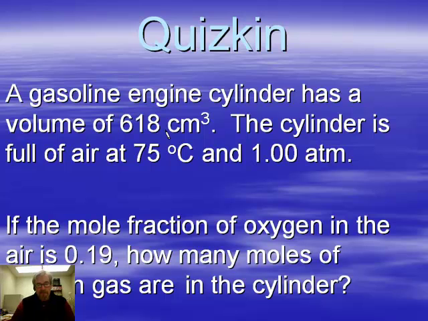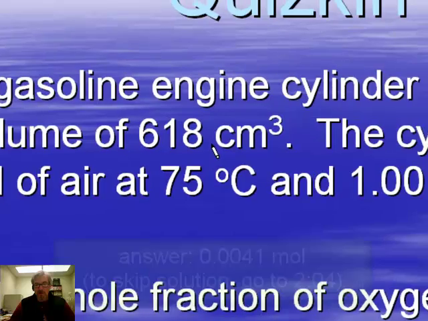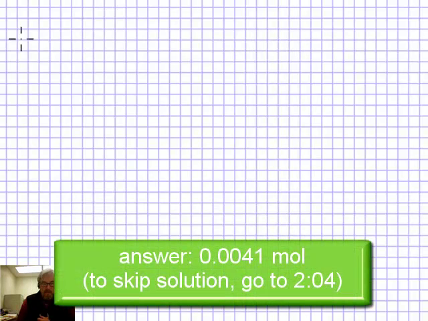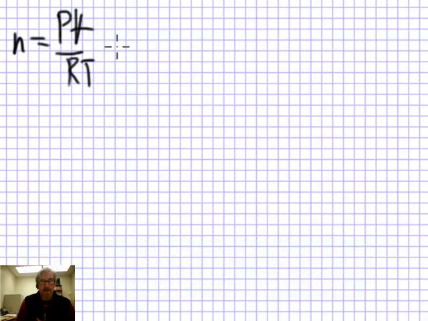It says a gasoline engine cylinder has a volume of 618 cubic centimeters. The cylinder is full of air at 75 degrees C and 1 atmosphere. So the question is, if the mole fraction of oxygen in the air is 0.19, how many moles of oxygen gas are in the cylinder? Let's solve it. Well, we want to know how many moles, and number of moles is going to be PV divided by R times T according to the ideal gas law. So the number of moles of oxygen should be the pressure of oxygen times V divided by R times T.